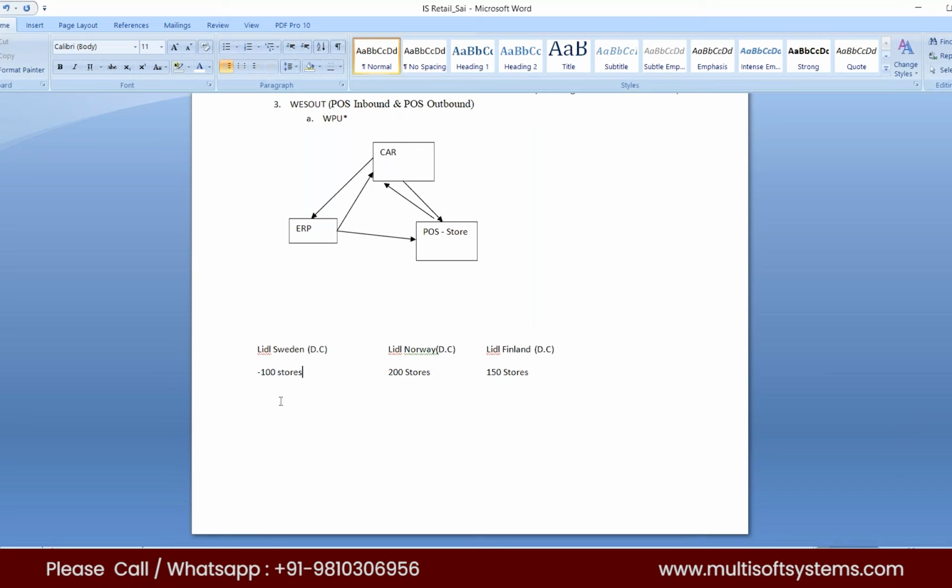For Lidl Sweden, it might have something like this. For example, let's take the sales org as 1000, and 10 as the distribution channel. For Norway, it might have 2000 and 10 as the distribution channel. And for Finland, it can probably have 3000 and 10. I will also come to the distribution channel process. Distribution chain is the main differentiator of what is being sold in which place.